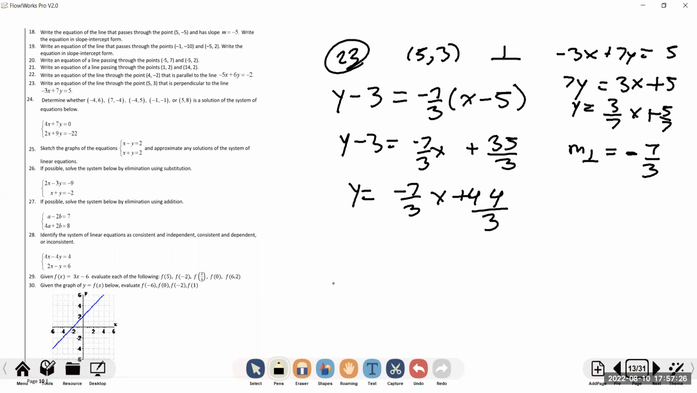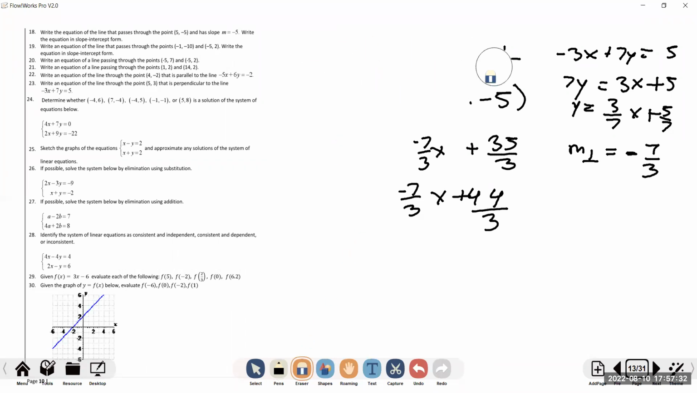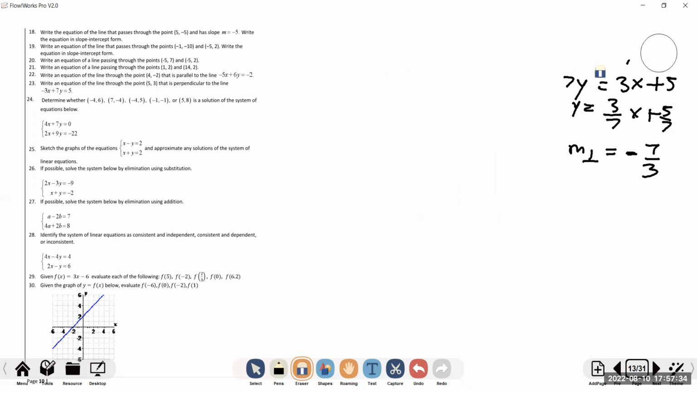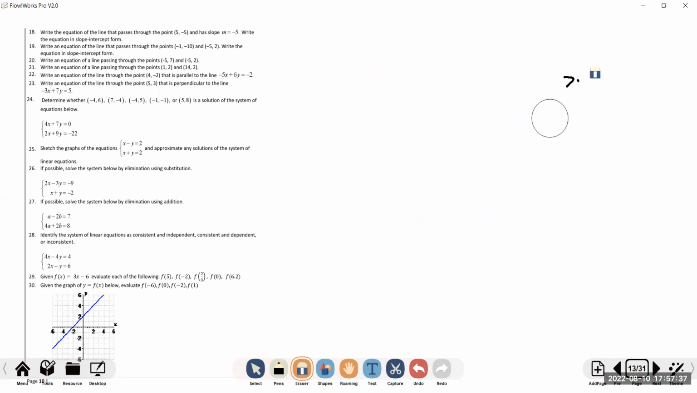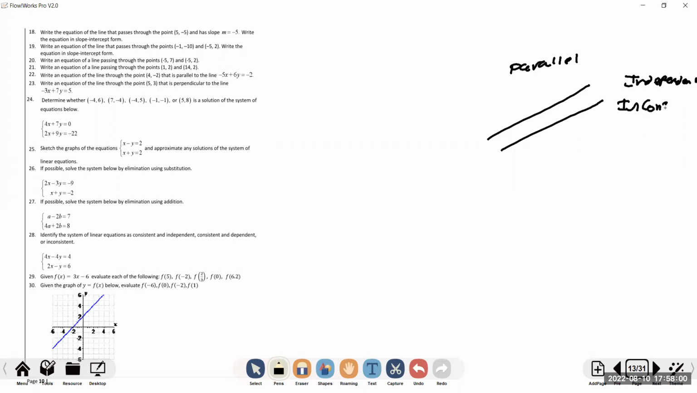All right, number 24 introduces us to the idea of systems of equations, where the solution needs to be true in both equations. I'm going to tell you something interesting about systems of equations. For lines, systems of equations are either going to be like this, where they're parallel. And if they're parallel, these are independent equations because they're separate lines, and they're inconsistent because they don't intersect each other.